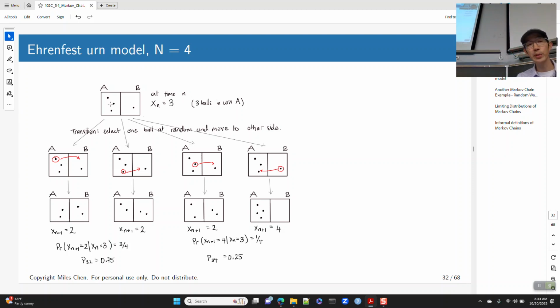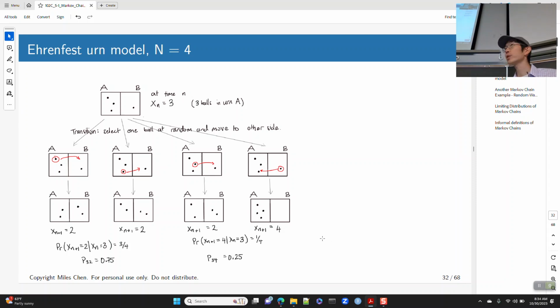Okay, what if we started off with 3 balls in A? If we have 3 balls in A, then we can go from 3 to 2. We can pick this one and we go from 3 to 2. If we pick this one, we go from 3 in A down to 2 in A. And if we pick this one, we also go down to 2 in A. But there's a probability that we pick this ball, because we're picking one of the 4 balls at random, and we would go from 3 in A up to 4 in A. So the probability that we end up with 2 balls in A, if we started off with 3, is going to be 3 out of 4. So probability P32 is 0.75. And the probability that we end up with 4 balls in A, if we started off with 3 balls, is going to be 1/4, 0.25.